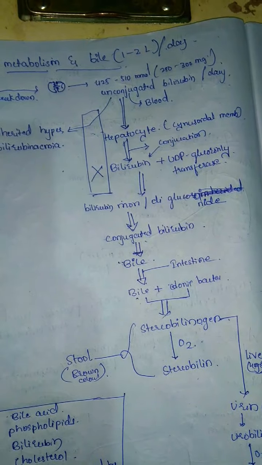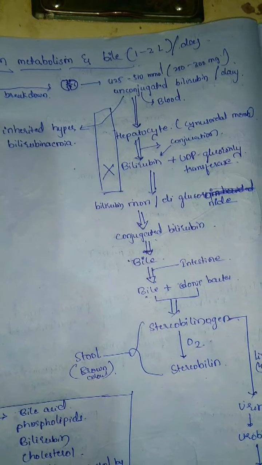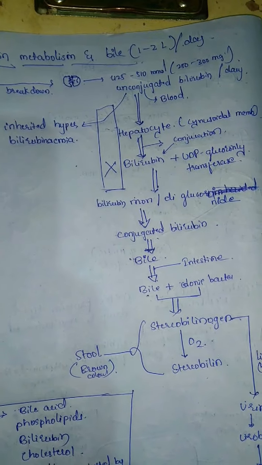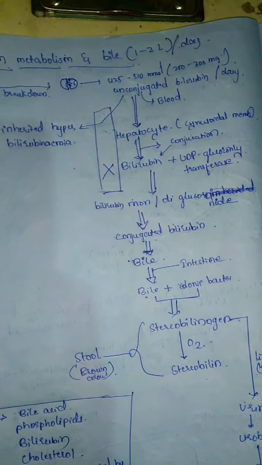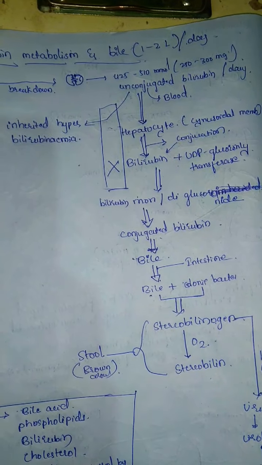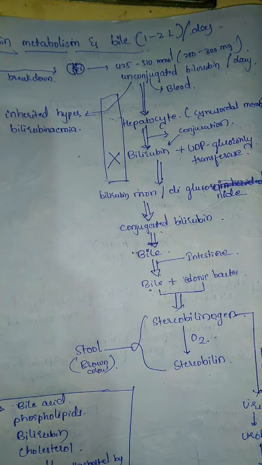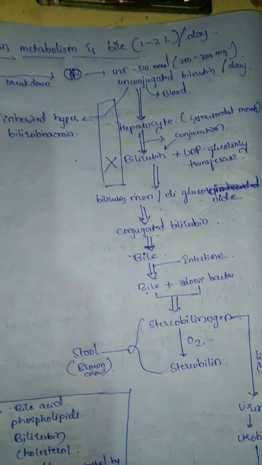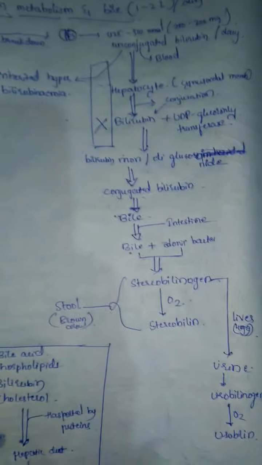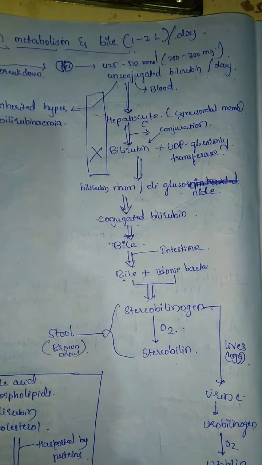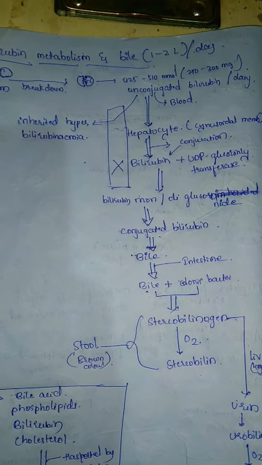These bilirubin conjugates are water soluble. Before that they were only fat soluble. Now, being water soluble, they are exported into the bile canaliculi by specific carriers on the hepatocyte membrane. There are specific carriers on the hepatocyte membrane for this transfer of the conjugated bilirubin to the bile.